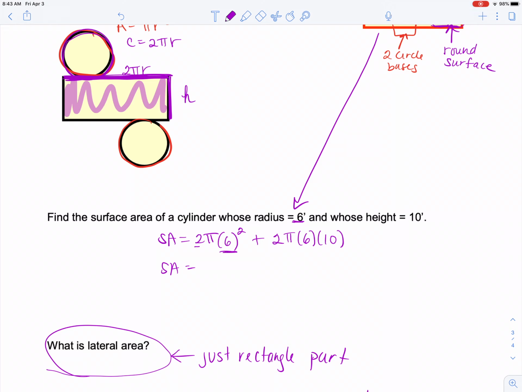So 6 squared is 36, times 2 is 72 pi. 2 times 6 is 12, times 10 is 120 pi. So in terms of pi, if I add these, I get 192 pi square feet. All right.